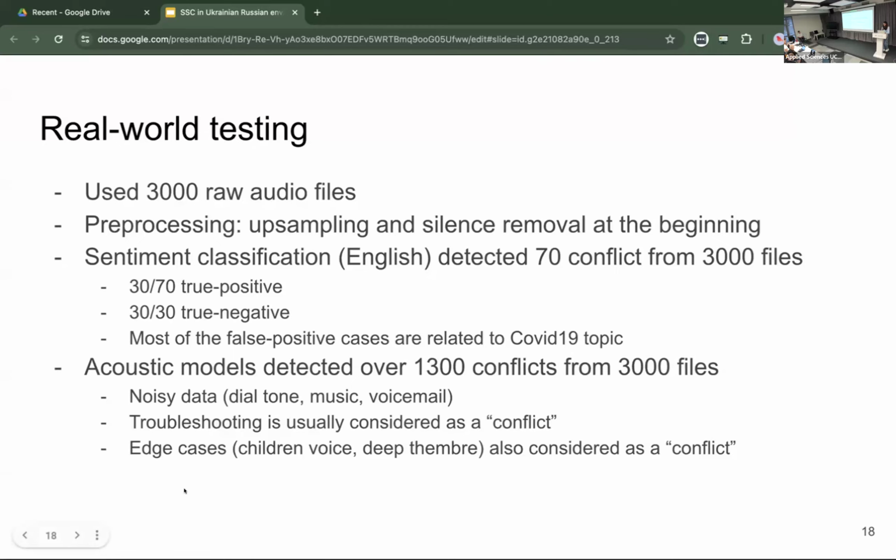So our clean data differ from the raw data, because raw data is noisy. It may include some dual tone, which was unfortunately not removed, some music in the waiting time, and some voicemails, which were always classified as negative emotion. Also, troubleshooting is usually considered as a conflict or negative emotion, despite the fact that the sentiment of such conversation was rather neutral than negative. And also some edge cases, when a child is answering for their mom, or a deep timbre of a man's voice, were also considered as a conflict.